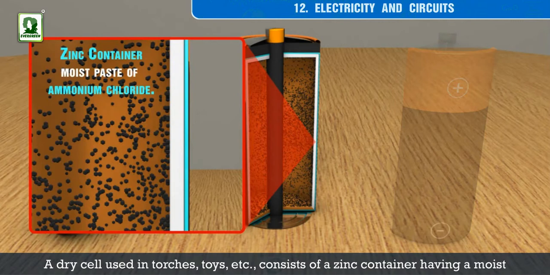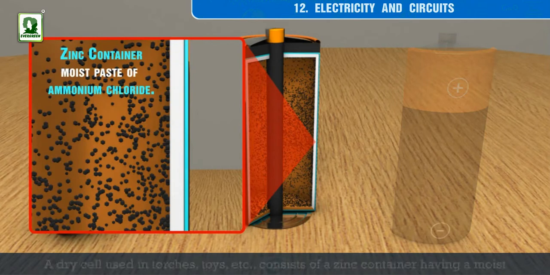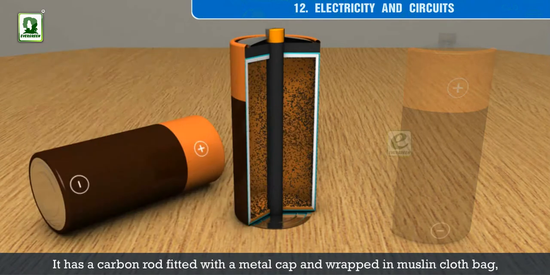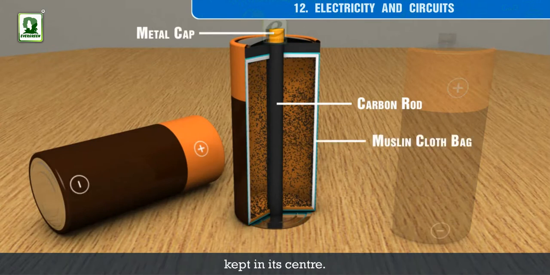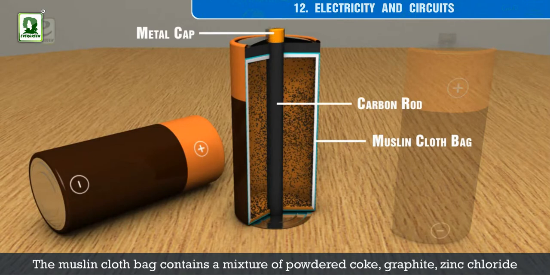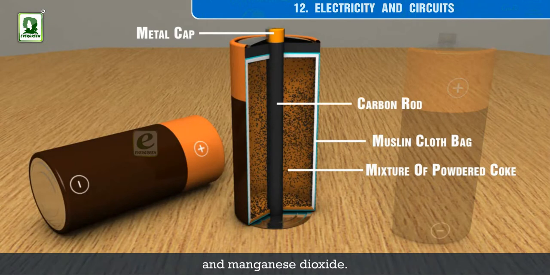It consists of a zinc container having a moist paste of ammonium chloride. It has a carbon rod fitted with a metal cap and wrapped in a muslin cloth bag kept in its center. The muslin cloth bag contains a mixture of powdered coke, graphite, zinc chloride, and manganese dioxide.